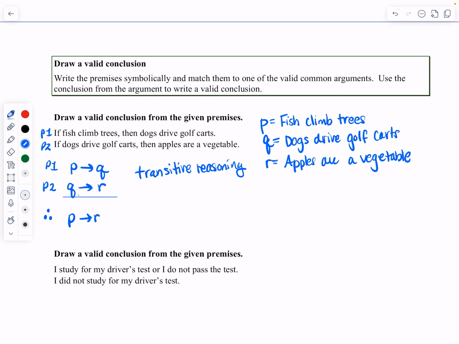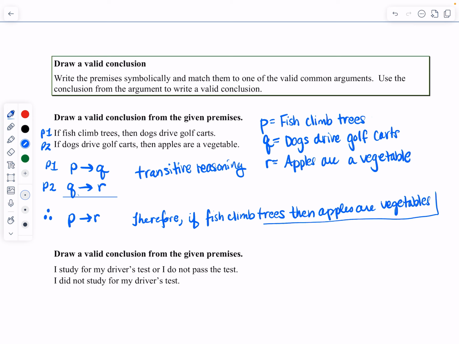So I would write up, and sorry, let's back up because we need therefore, okay, because it's a conclusion. So therefore, comma, if fish climb trees, remember that is P, then, now we need R, apples are vegetables. Okay, so this is going to be my answer here.